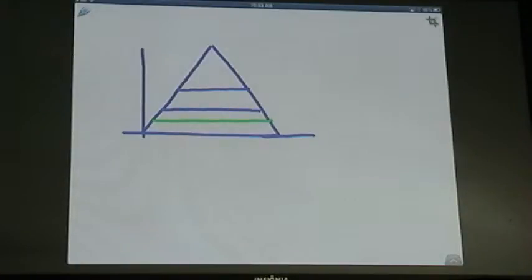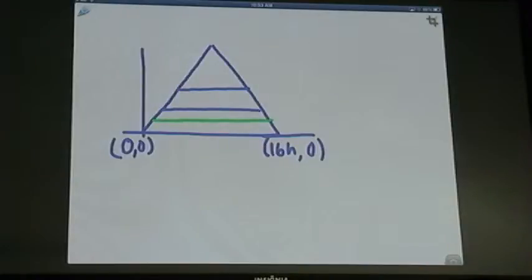So I would say, well, what if we did it this way? What if we said this is 0, 0 here, and then, remember we use h and k, so our x coordinate would be h. Let's say this is 16h and 0, and this one is 8h, 8k. Okay, that way we can find all of our midpoints.